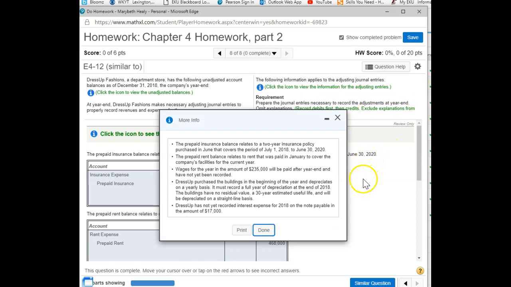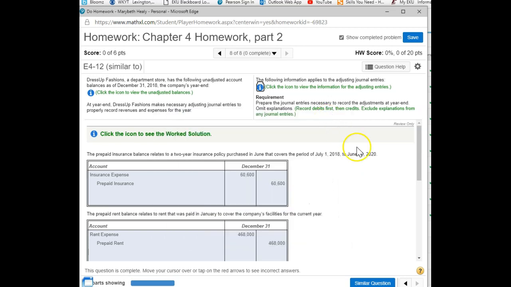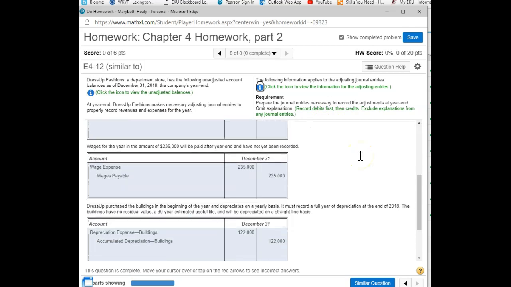Wages for the year in the amount of $235,000, they won't be paid till after the year end, and they haven't been recorded yet. So there's not been a salaries expense debit yet for those wages. So I'm going to just simply debit wage expense for the full amount, $235,000, and I'm not paying them, so I'm going to put it on a payable, wages payable for the same amount. I've got the expense in the correct period, and now I have that liability, wages payable, at the correct amount.